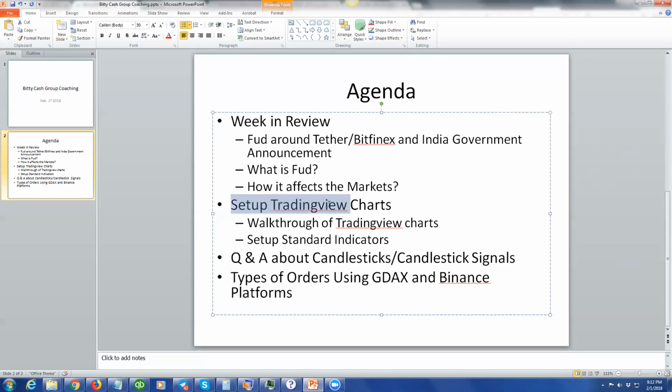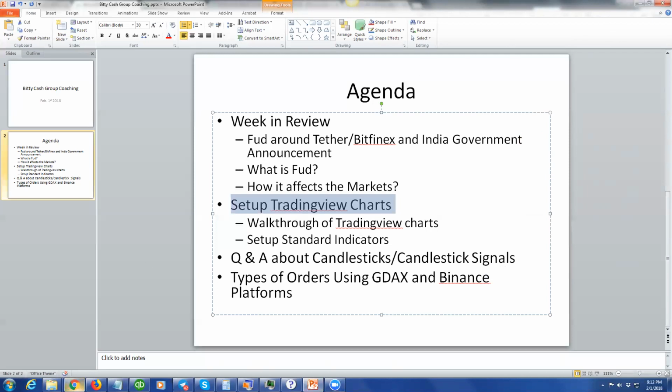So what we're going to do is look at TradingView charts, and we're going to look into GDAX and Binance on how to actually set your orders. I want to try to finish at about 9:30, but we'll see how this all plays out. Then we'll do a Q&A at the end. Any questions so far? Hang on a sec. All right, cool.